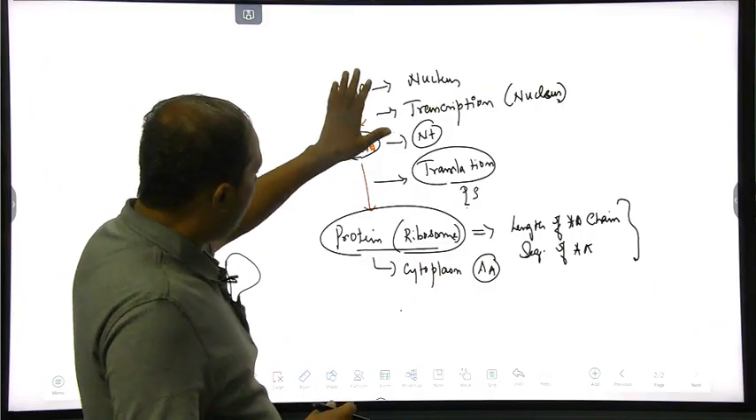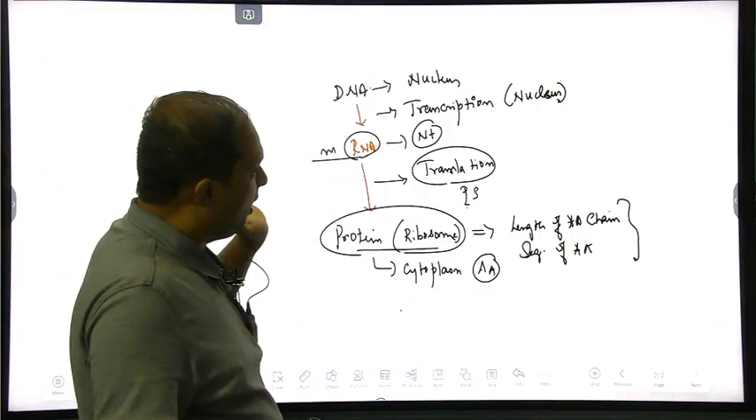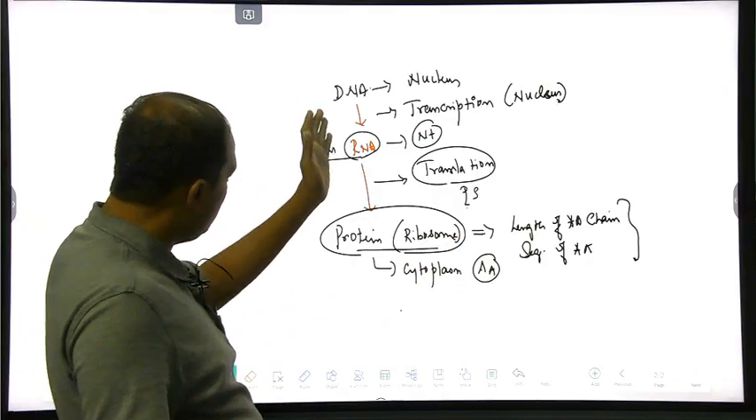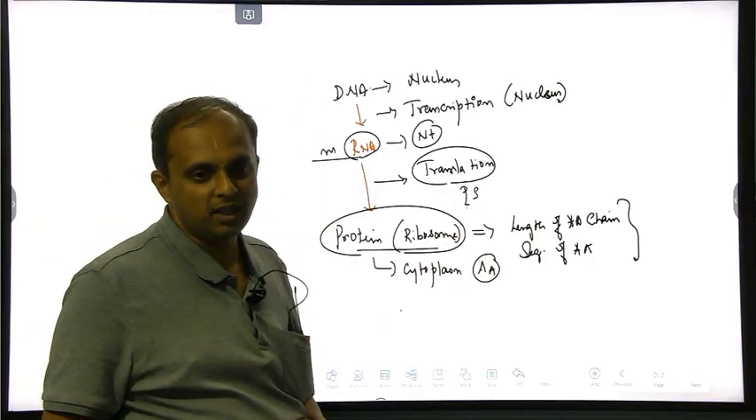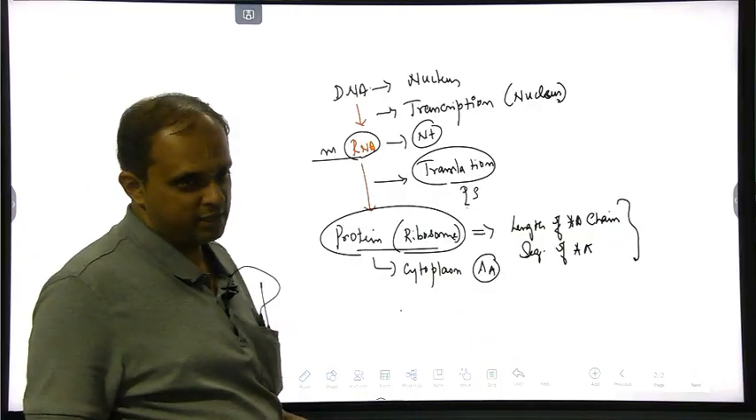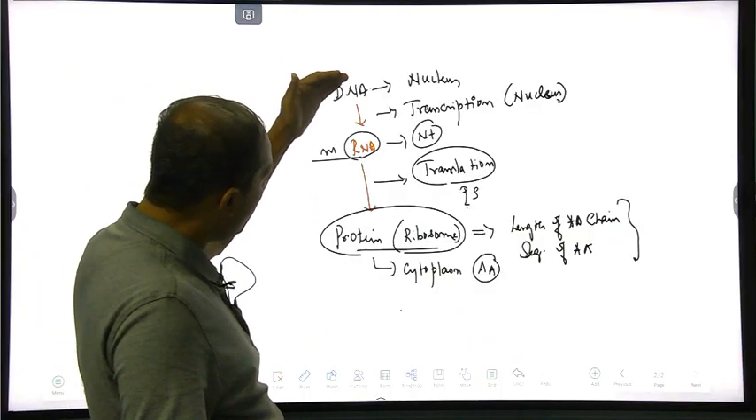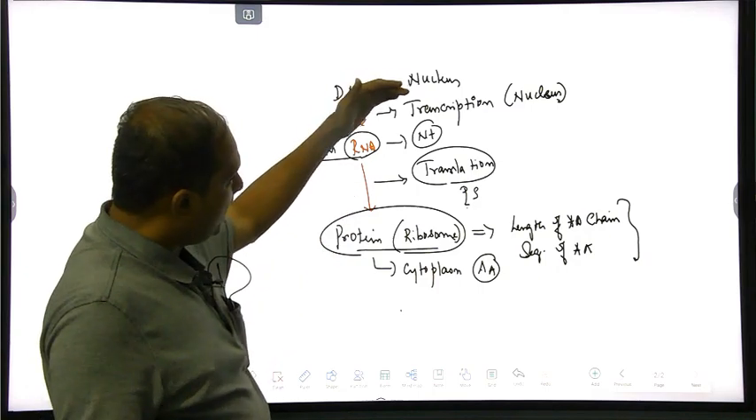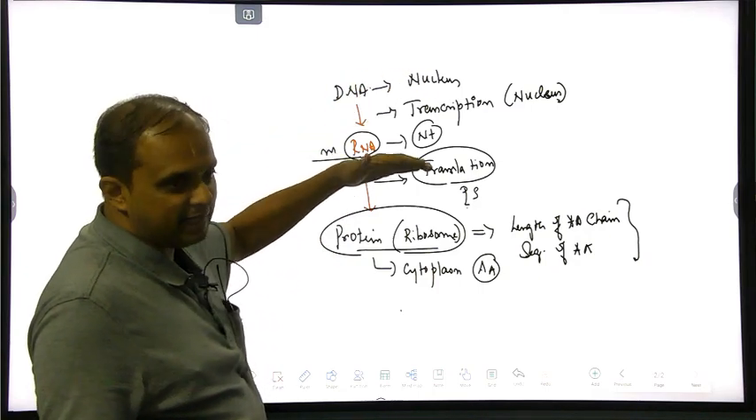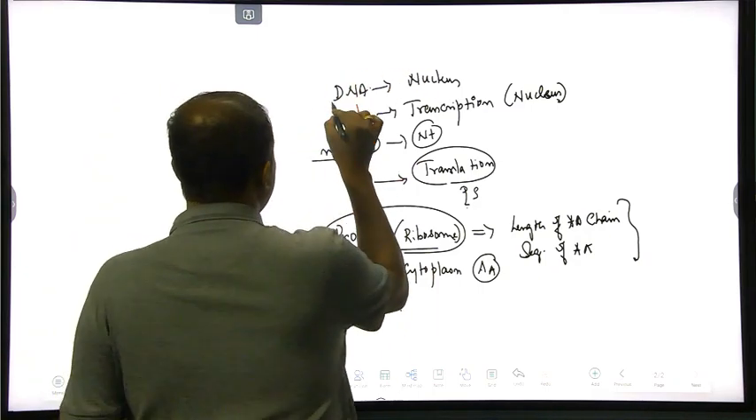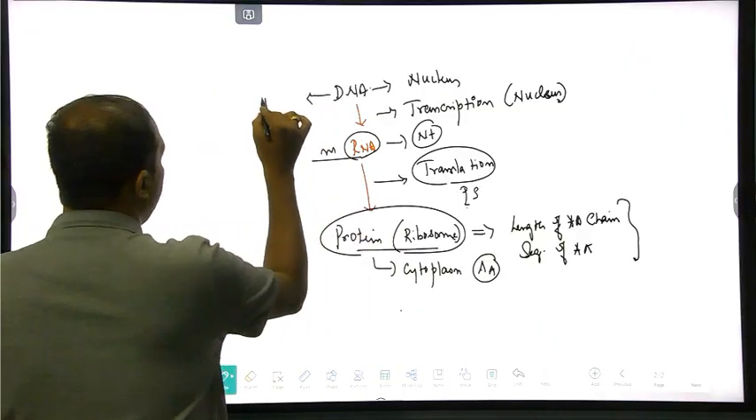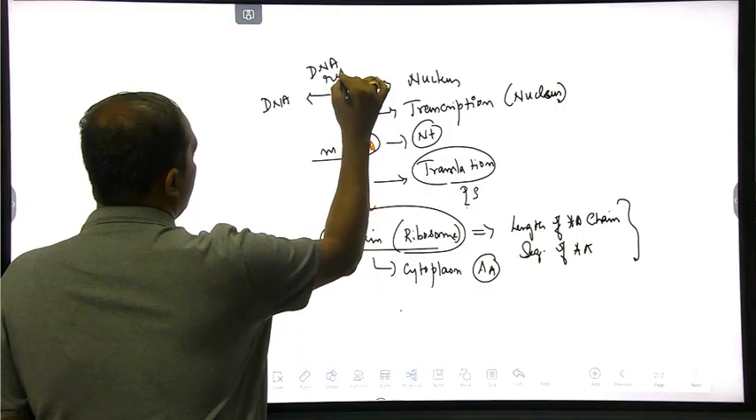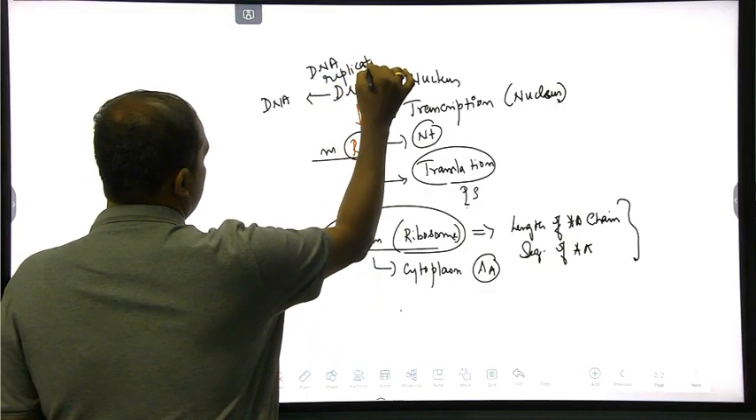So you have transcription, you have translation, which is also otherwise referred to as protein synthesis. So this is the central dogma of molecular biology. Information is conveyed from DNA to protein through mRNA, where you have processes called transcription and translation, and the DNA is also made to replicate. You call this DNA replication.